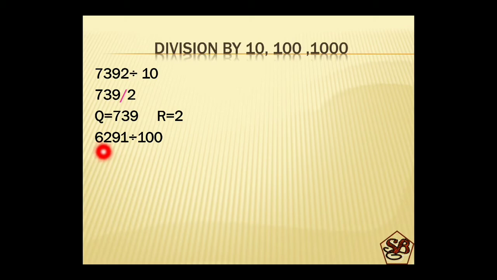Here, 6291 is being divided by 100. Now, 100 carries 2 zeros. So, we count 2 digits from the ones place, 1 and 2, and draw a line between 2 and 9, like this. Now, our quotient is 62 and remainder is 91.